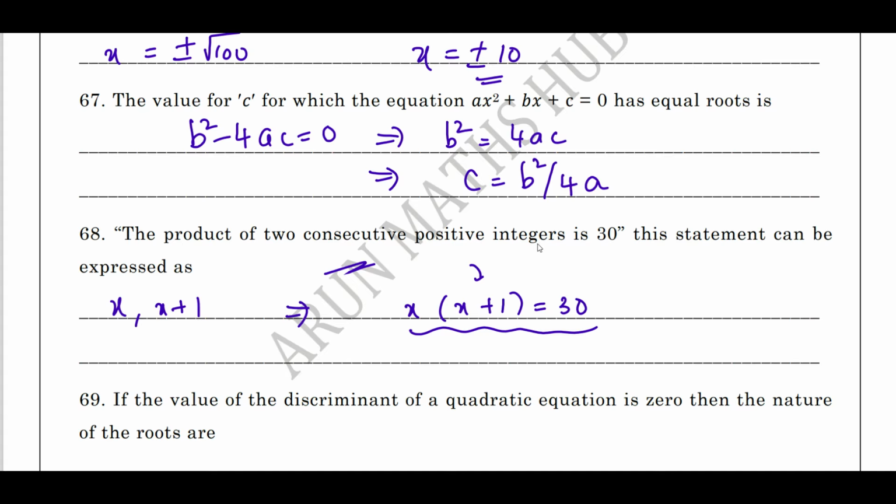The two consecutive positive integers, that is consecutive numbers, will be 5, 6. To get 6, what you are doing, we will be adding plus 1 to 5. If I take the first number as x, the next number will be x plus 1. Therefore product of these two is what? 30.